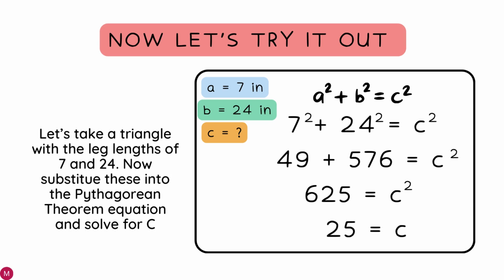Finally, to solve for c, we have to remove the squared sign from c. So to do this, we will take the square root of 625. The square root of 625 is 25. So now we are left with our answer, which states that 25 equals c. So our hypotenuse length is equal to 25 inches.